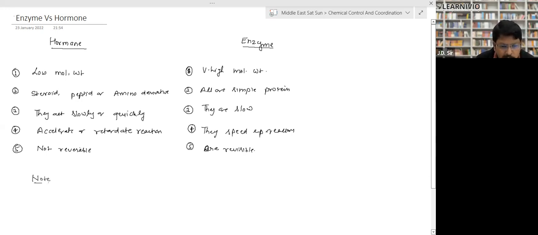Put a note. What is the role of vitamins? Can anybody tell me? Vitamins are actually coenzymes. They support the enzyme during its function. That's why vitamins are needed for our body. Please note it down: vitamins act as coenzyme and help enzyme to perform their function.